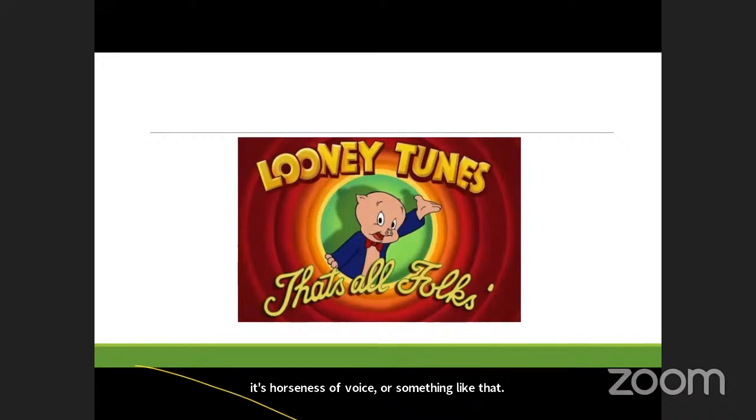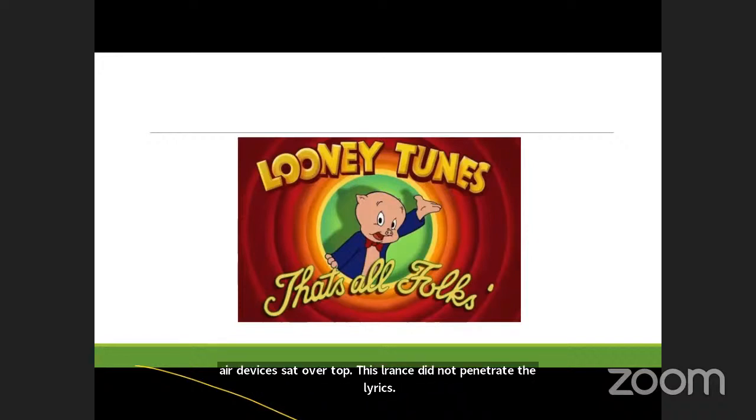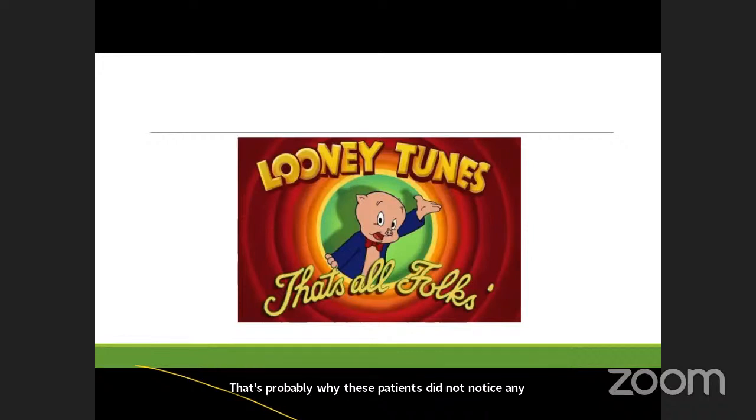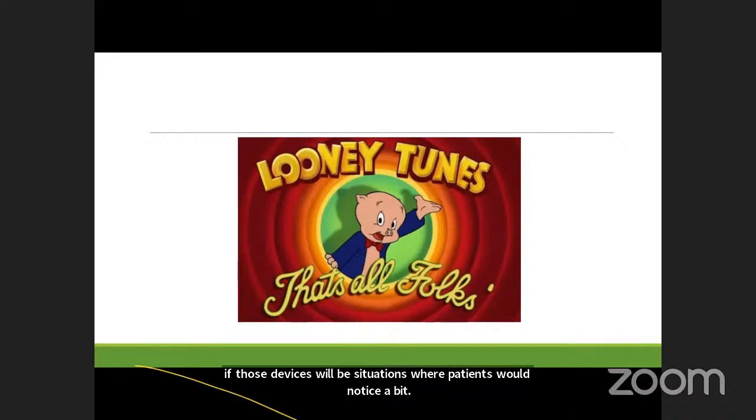I'm honestly not sure. I know the older generation supraglottic airway devices sat over top of the larynx and did not penetrate the larynx, so that's probably why those patients did not notice any changes. But there have been some devices, which you might call extraglottic, because it's over the airway and there is some part of it that goes into the larynx or very close to it. And I do wonder if those devices would be situations where patients would notice a bit of hoarseness of voice. But I'm honestly not too sure.